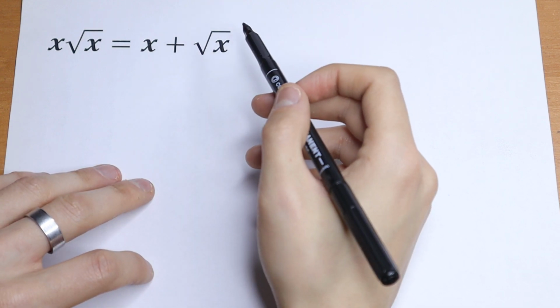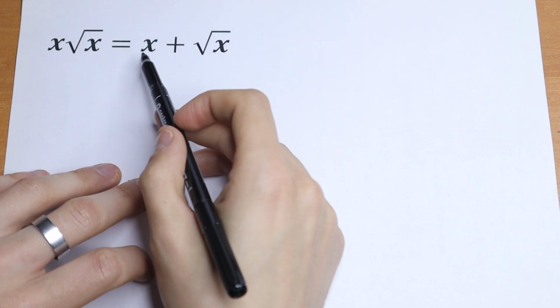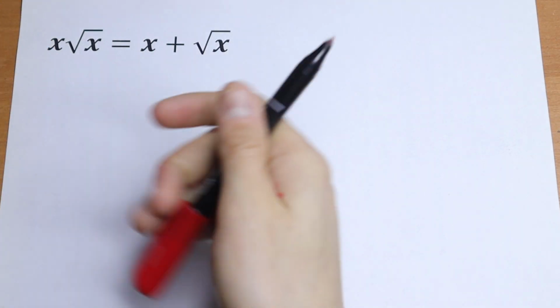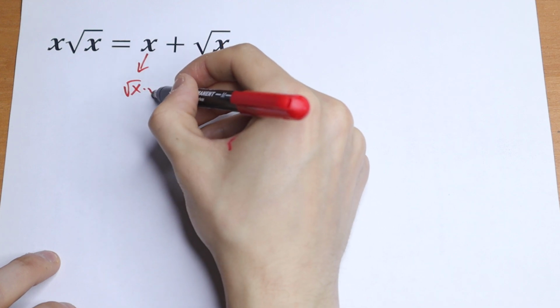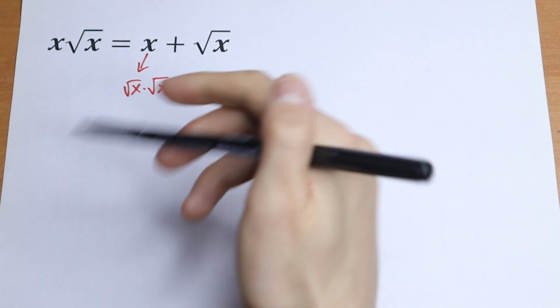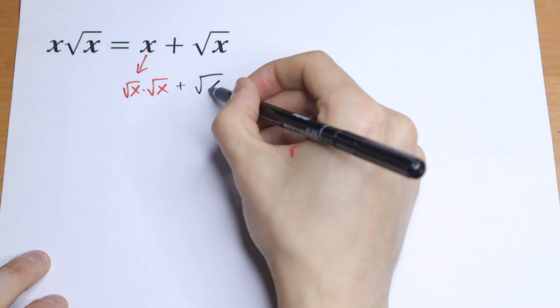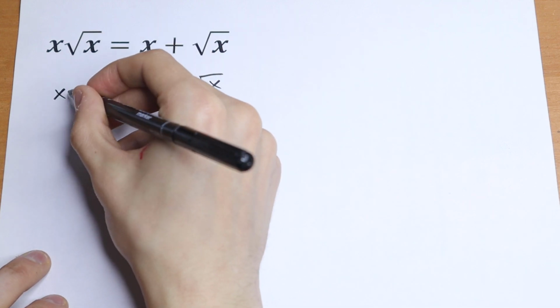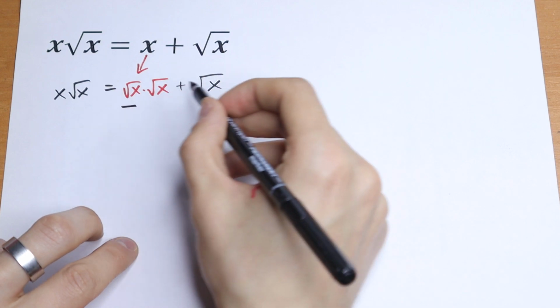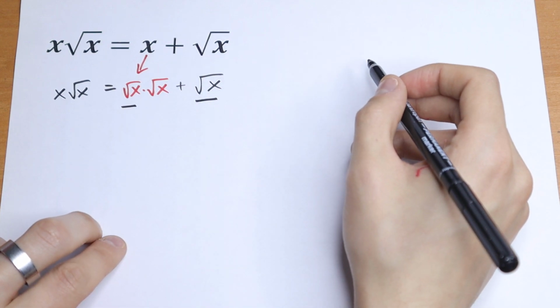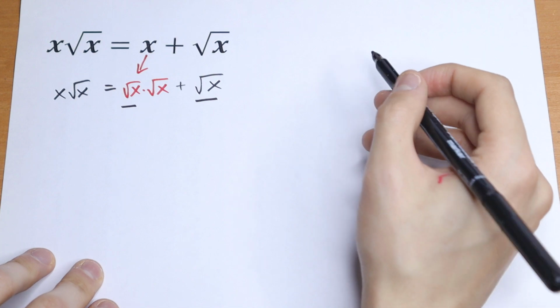First of all, we can simplify this a little bit. We can write this x as square root of x times square root of x. So let's write the other term, plus square root of x, equal to x square root of x. What we can see right here, we have square root of x and square root of x. Of course, we can factor it out as a common factor, so let's do this.